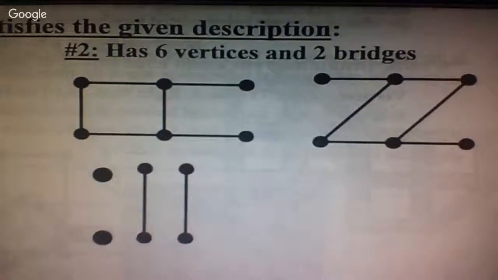If I erase this, this disconnects those. If I erase this, it disconnects those. All 3 of these work. Okay? It doesn't say my graph has to be connected or disconnected. It just says I have to have 2 bridges. Well, there they are.